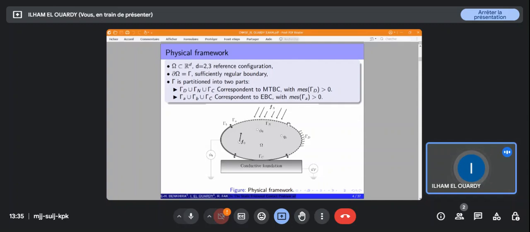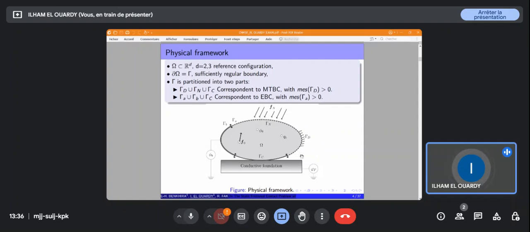and the second part is also divided into three parts corresponding to the electrical conditions. In the domain omega, we suppose that the body is subjected to a volume force of density phi sub 0, a volume electric charge of density phi 0, and a heat source Q sub 0.